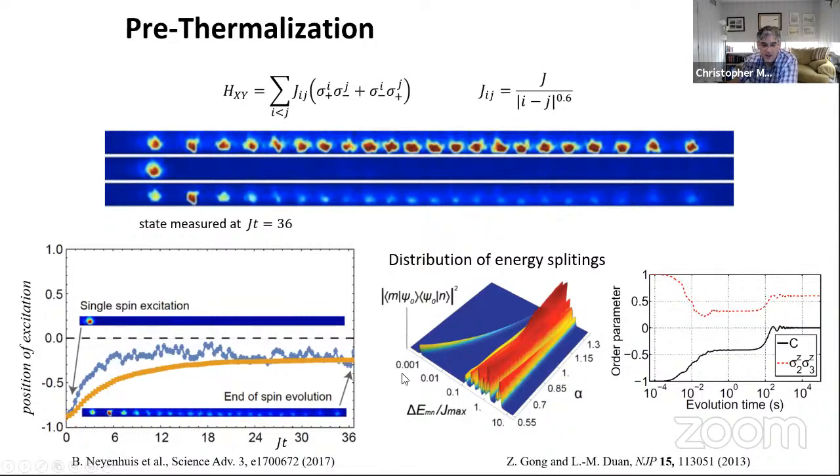If you look at the distribution of energy gaps, you can see there's this one pair of states that always has a tiny gap. And that's certainly true at lower values of alpha, where we have very long range interactions. So the lower alpha is, the more we expect to see this pre-thermalization. This theory here comes from Gong and Duan's paper from several years ago that looked at, I believe, it must be the same order parameter, the position of the excitation.